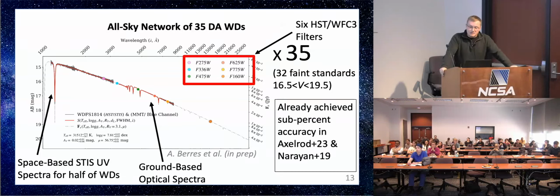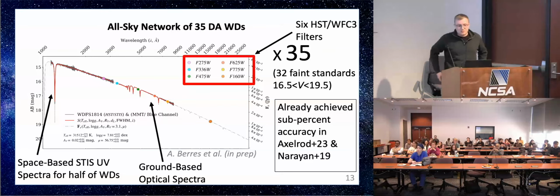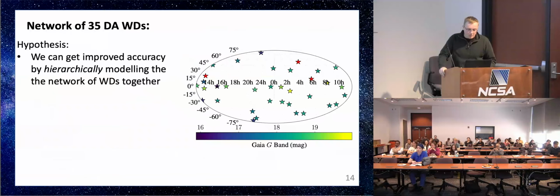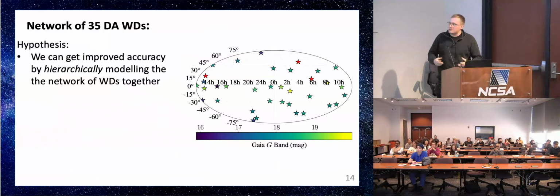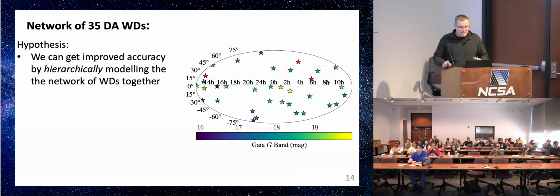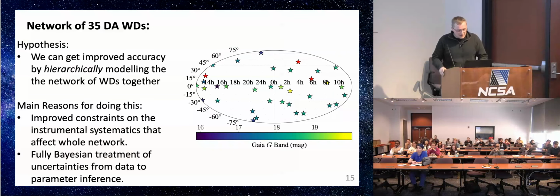In previous work, we've already achieved sub-percent accuracy using this network, just using the optical spectroscopic data. This was in Axelrod 2023 and Gautam's paper in 2019. But we still feel like we could do a little bit more. And we believe that we can achieve a high level of accuracy by modeling everything hierarchically.